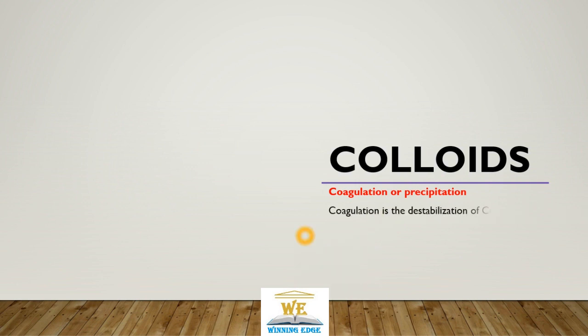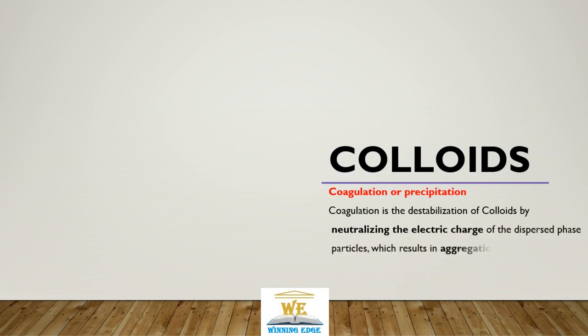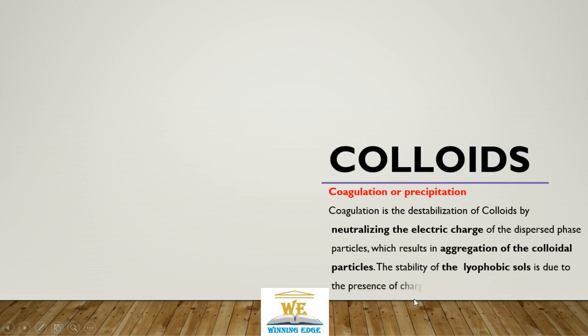Precipitation or coagulation. Coagulation is the destabilization of the colloids by neutralizing the electric charge of the dispersed phase particles, which results in the aggregation of the colloidal particles. The stability of lyophobic sols is due to the presence of charge on the colloidal particles, and once we neutralize those charges, coagulation or precipitation does happen, as we saw earlier.